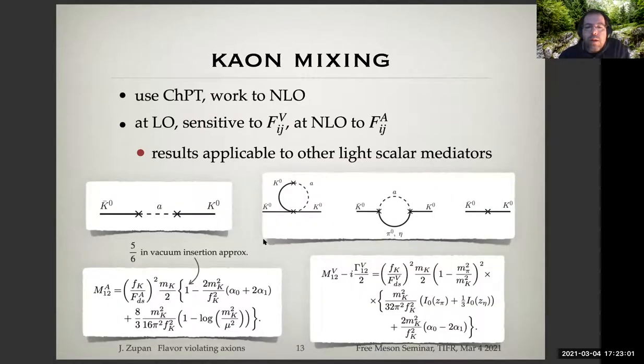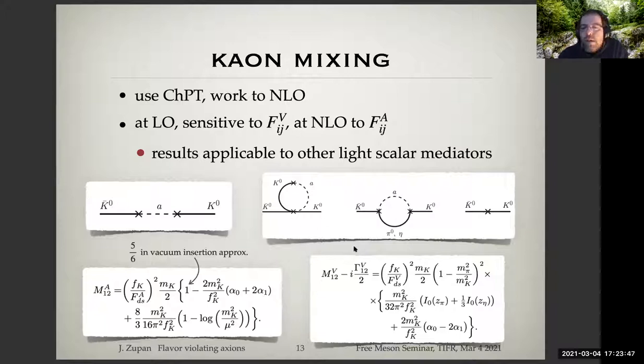All right, so how did this look? No, so the chi-PT, we did the NLO analysis so that we have both vector and axial currents. So let's say this one here is what we're correcting, the 5/6 that you would have in vacuum insertion approximation that was used before. So numerically, not so important, but maybe just conceptually. And then there are these unknown coefficients that you don't know that enter at NLO. So these low energy coefficients are the chi-PT coefficients for a chi-PT with a light axion.